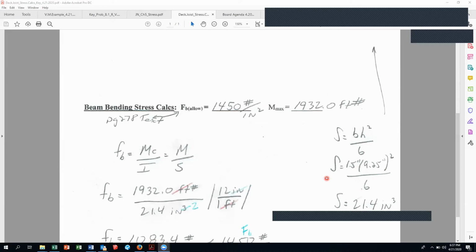So, I have a question. Yep. I was going to ask this last lecture, but I forgot to. Why is it divided by 6? I understand why it's base times height, but I don't know why it's divided by 6. Well, it's base times height squared divided by 6.